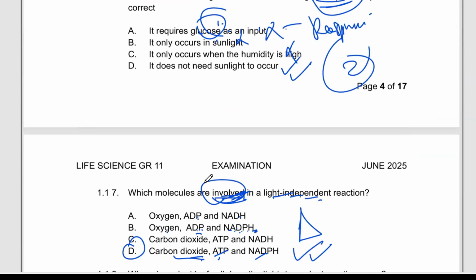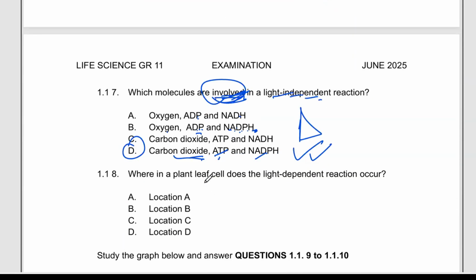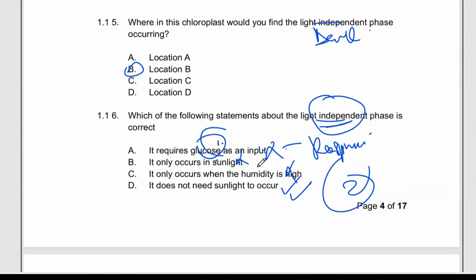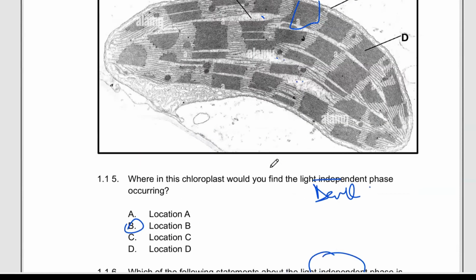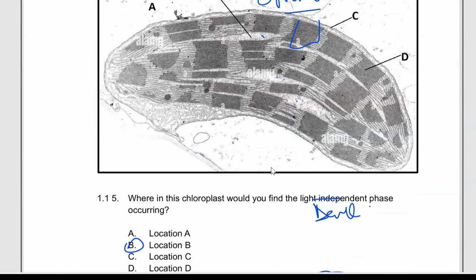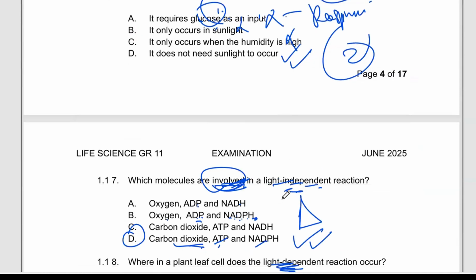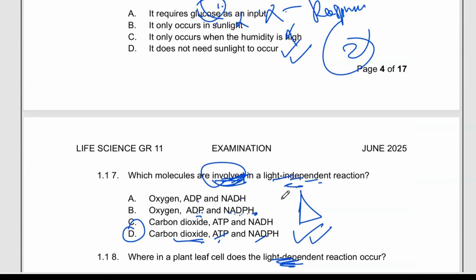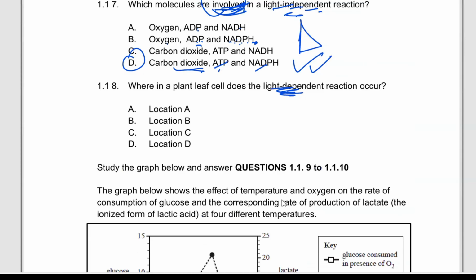The light, did I say light independent? The light dependent, because we have already talked about the light independent. So the light dependent occurs in the grana, or what you call the thylakoids. The combination of thylakoids forms grana. So the answer is this is the grana. This is what we classified as grana. So where do we find grana? So basically it's D, which means location D. So 2 marks in there.